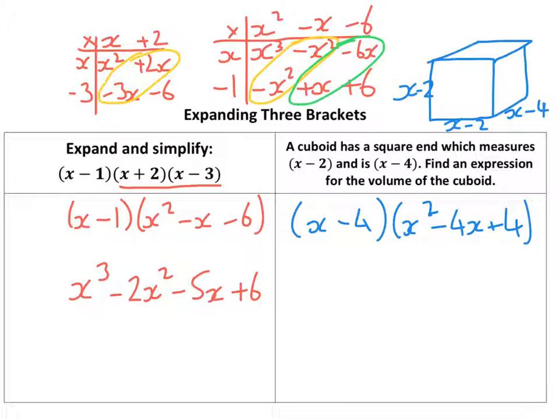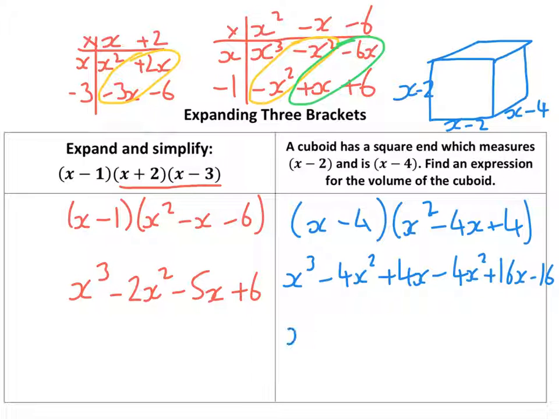And then I'm going to multiply out: x cubed minus 4x squared plus 4x minus 4x squared plus 16x minus 16. I'm going to simplify: x cubed minus 8x squared plus 20x minus 16.